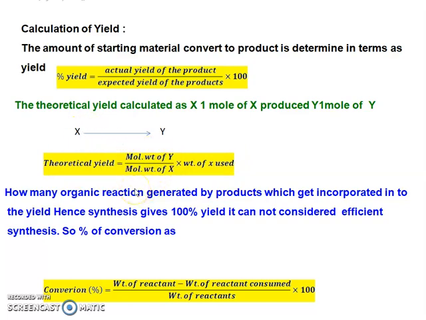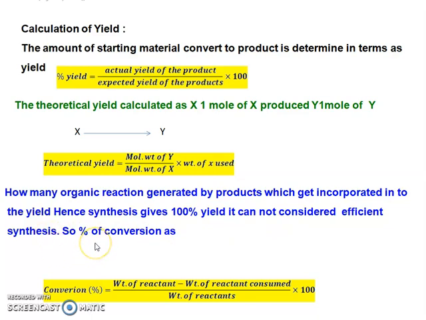Then we see that very rarely is the yield of organic reactions 100%, and the practical yield is generally less than the theoretical yield. But also we know that many organic reactions can generate byproducts, which get incorporated into the yield. Therefore, a synthesis giving 100% yield cannot be considered an efficient synthesis.